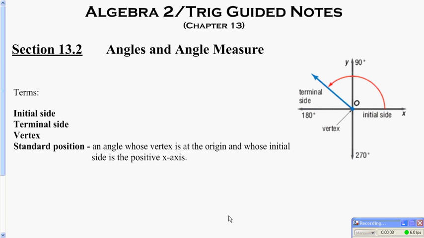L13.2, angles and angle measures. Now we're going to take a look at another part of trigonometry, which is the way it looks at angles.